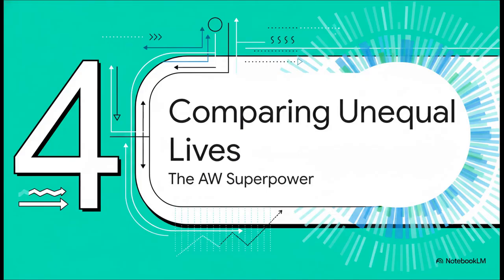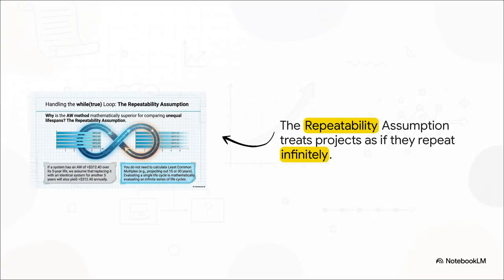Okay, now let's circle back to that first problem we talked about, comparing projects with totally different lifespans. This right here is where the annual worth method has a genuine superpower. It uses this really powerful idea called the repeatability assumption. Basically, it assumes you could just run the project again and again and again in a sort of infinite loop, and it would always generate that same annual worth. So a 3-year project is assumed to be replaced by another identical 3-year project, forever.